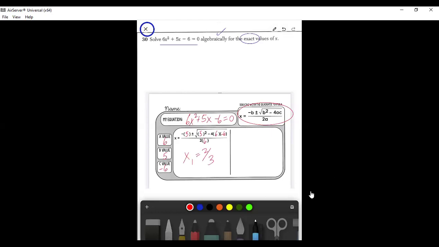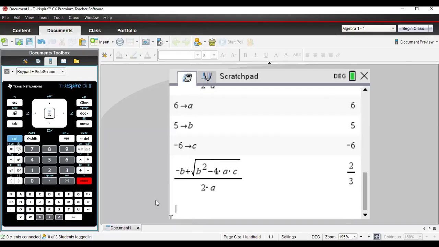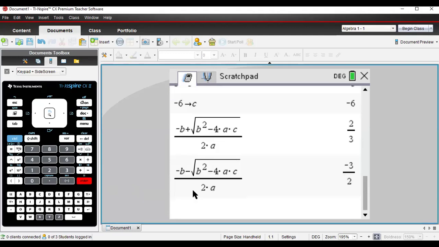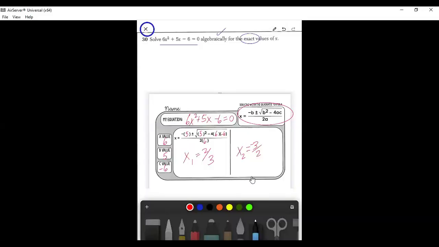Now let's go find the other one. Let's go back to the calculator. Now what I'm going to do is copy this, and change the plus to a minus, and that's going to give me my other root. And it tells me that my second root is a -3/2. So my second root is going to be -3/2. Let me write that. So that's the answers.